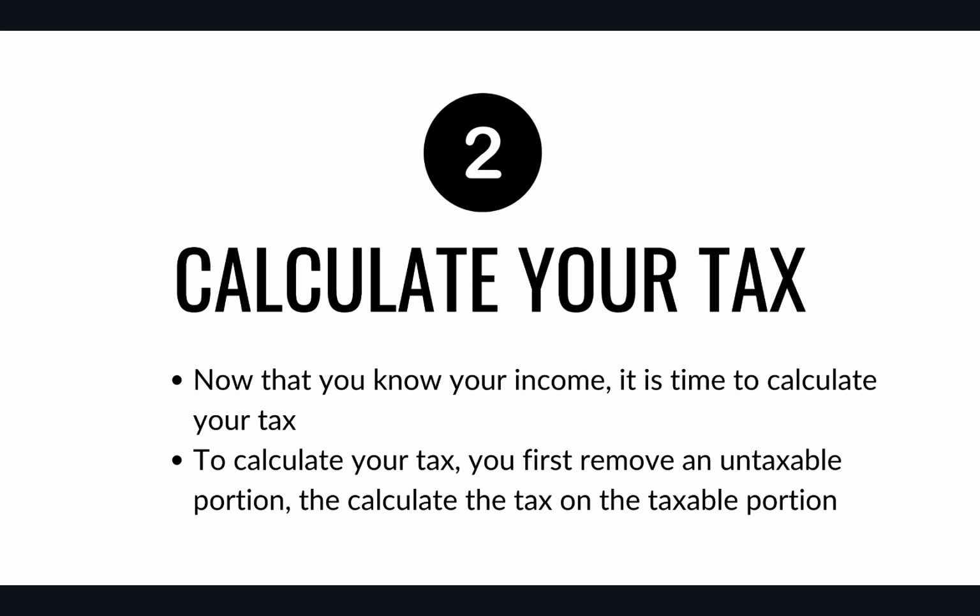Welcome to step number 2. In step number 2, you will learn how to calculate your tax. So now you know how to calculate your income, it is time to calculate your tax. To calculate your tax, you first remove an untaxable portion and then calculate the tax on the taxable portion. I'll say that again in another way. Your income as a business owner is split into 2. A portion of it is not taxable and a portion of it is taxable. The portion that is not taxable has to first be calculated and removed, and then the remaining taxable portion is taxed. So let's see how that happens.